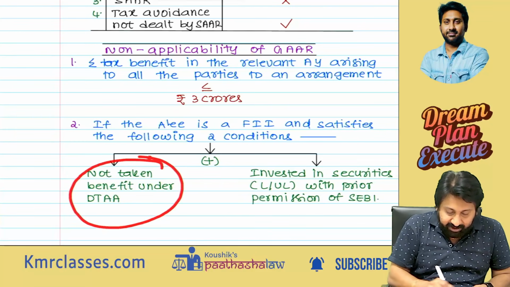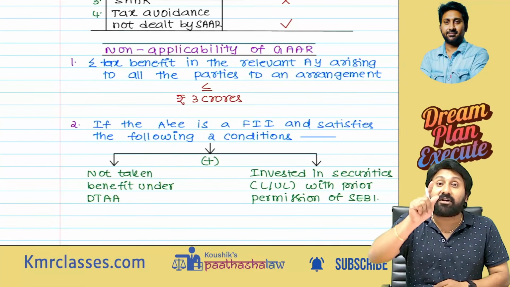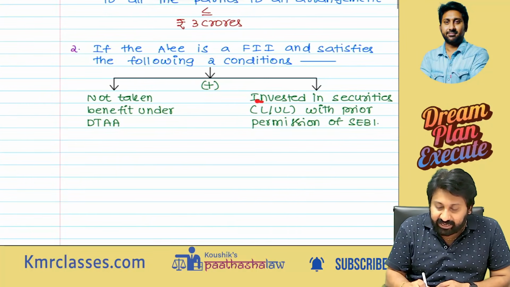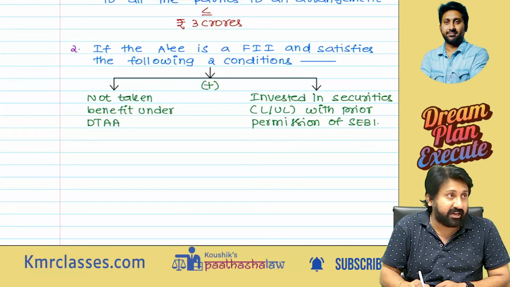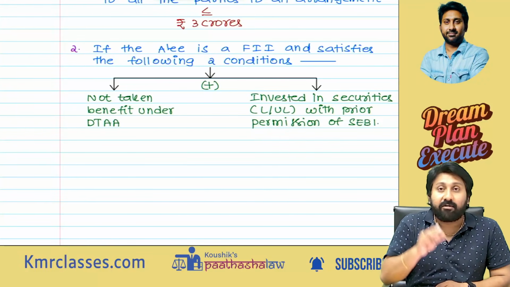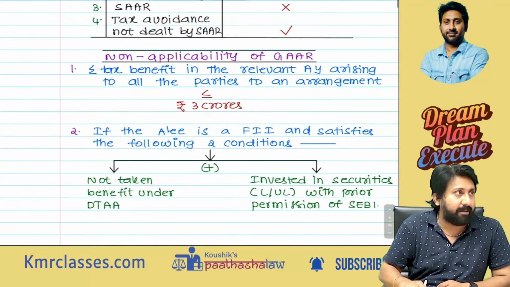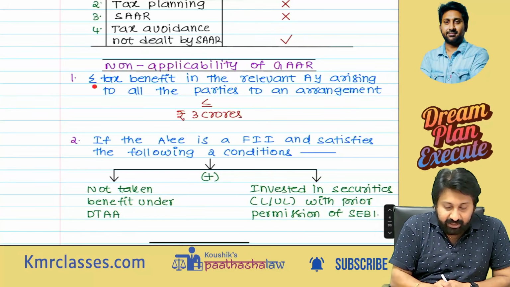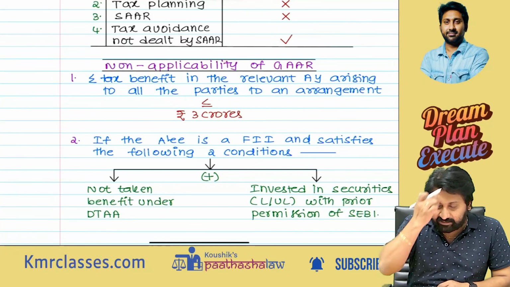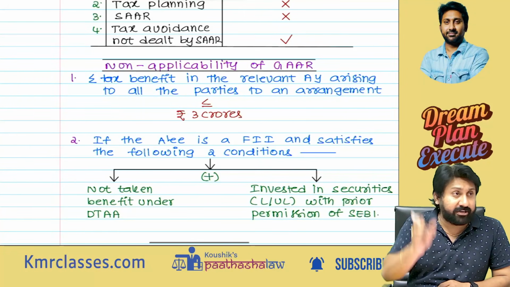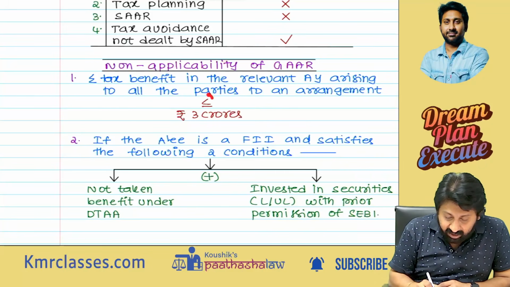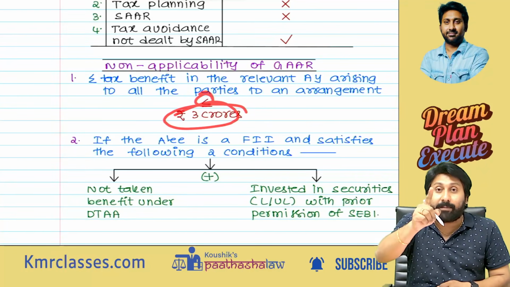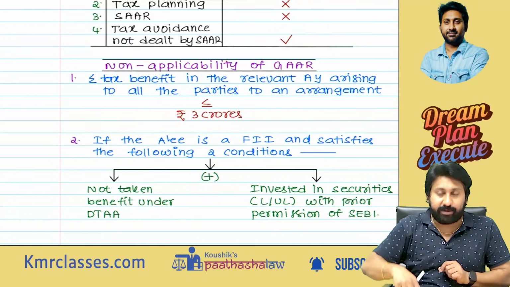So for FIIs who have not taken the benefit of double taxation avoidance and invested in the securities of a listed or unlisted company with the prior approval of SEBI, GAAR provisions do not apply. Or next, the aggregate of tax benefit in any relevant assessment year arising to all the parties to an arrangement is less than or equal to 3 crore, not to one party, but to all the parties in an arrangement.